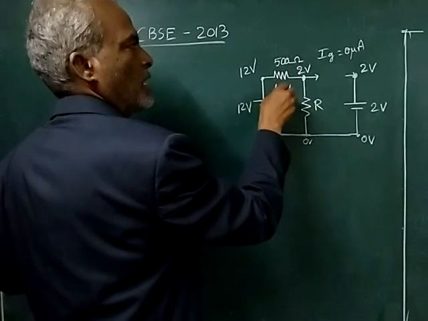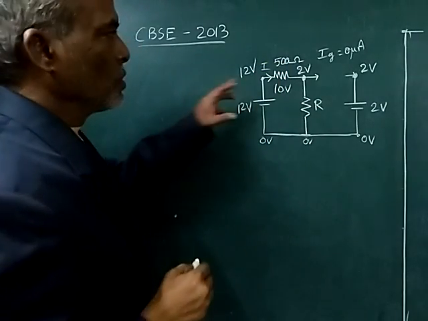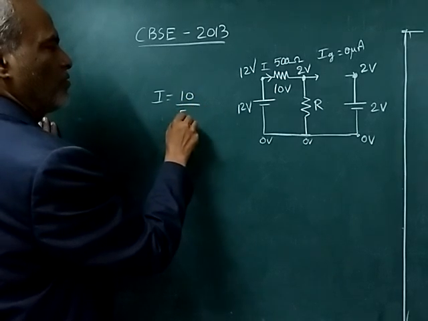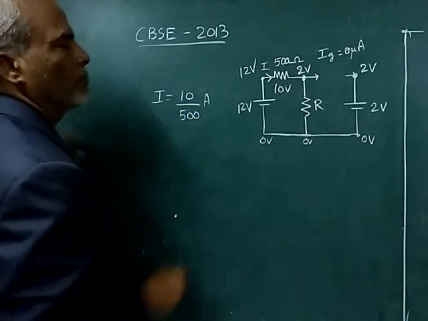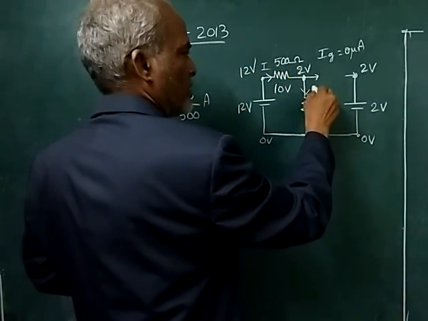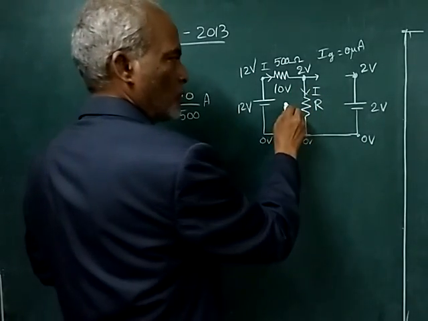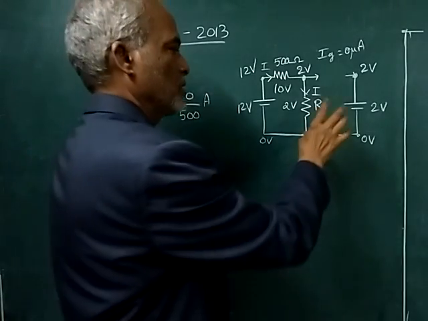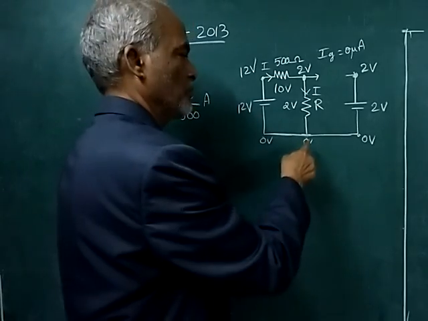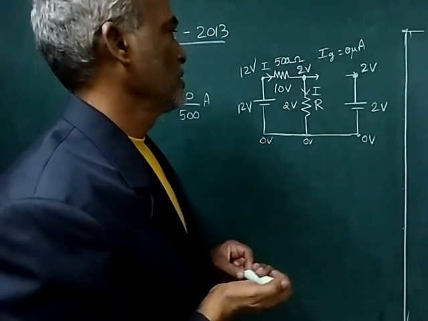I know the voltage. I know the resistance value. Therefore, I can always find the value of current. So this current I is equal to V by R, which is 10 divided by 500 ampere. Now the same current I will flow through R also. So the current flowing here is the same current I. The voltage drop across R is 2 volts. How do I know it is 2 volts? Because if you connect a voltmeter between this point and this point, it is going to read 2 volts, because this point is the reference.